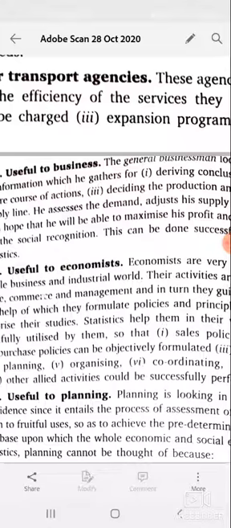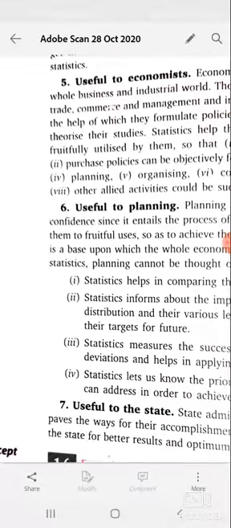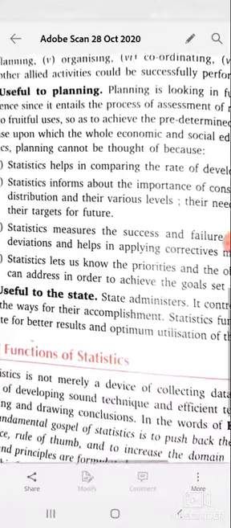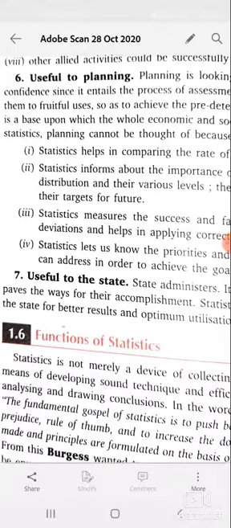Without the use of statistics, planning is impossible. Statistics helps in comparing the rate of development. Statistics informs about consumption, production, distribution, their various levels, their need in society, and their targets for the future. Statistics measures success and failure, and thus shows the deviation and helps in applying corrective measures. Statistics lets us know the priorities and the objectives which we can address in our society.